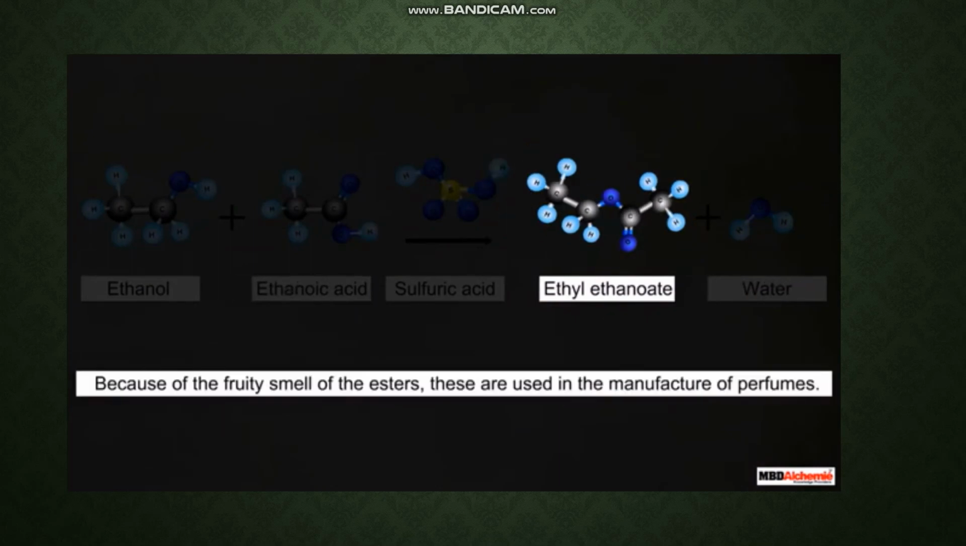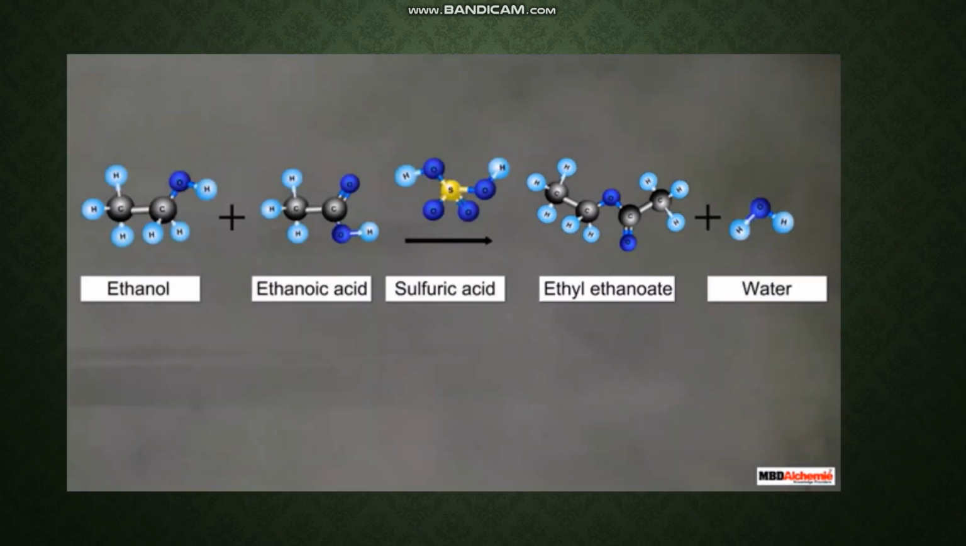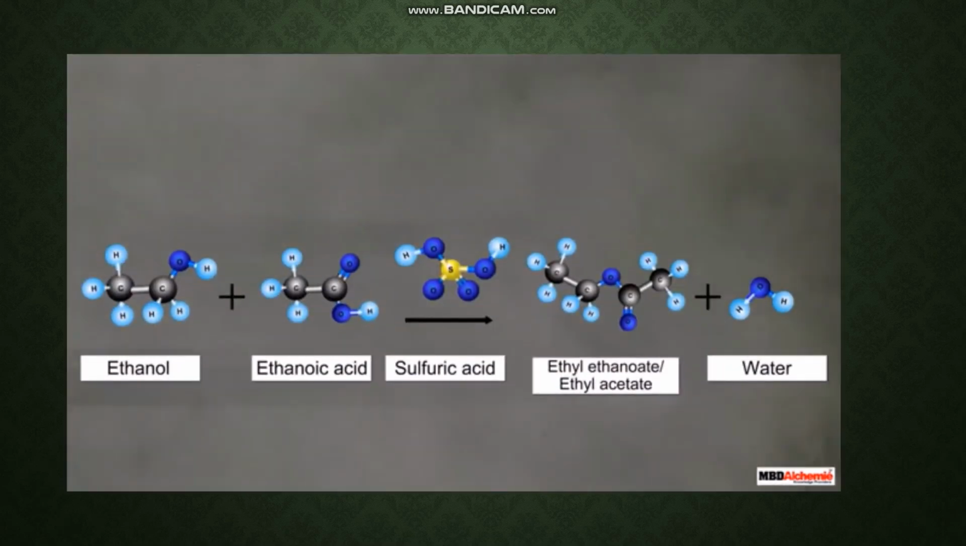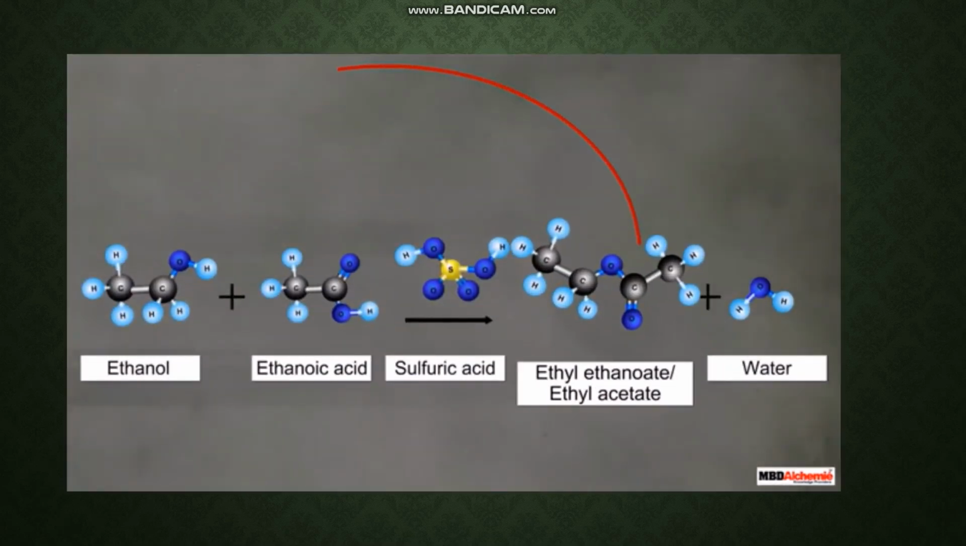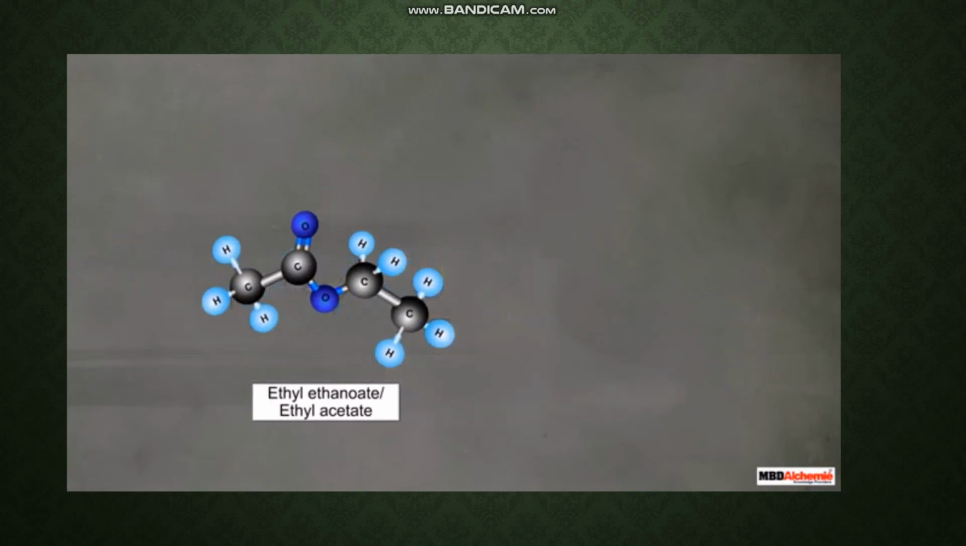Because of the fruity smell of the esters, these are often used in the manufacture of perfumes. This reaction of alcohol with carboxylic acid forming an ester is known as an esterification reaction. Interestingly, we can convert the ester back to alcohol and acid. This can be done by adding an alkali, sodium hydroxide, to the ester, ethyl acetate.